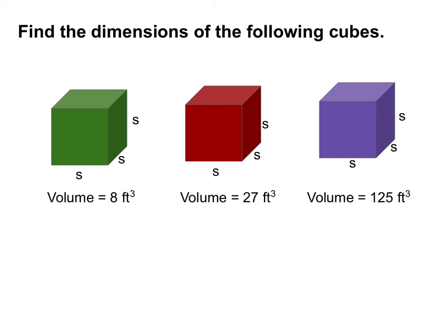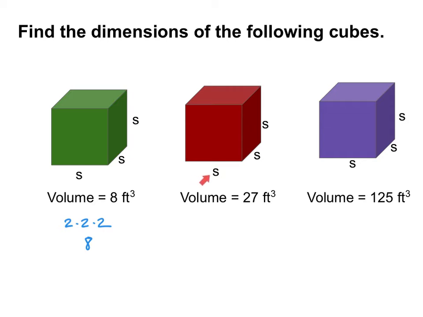All right, let's find the side length of each of these cubes that form a cube with the given volume. So the side length needs to be the same for the cube. What number multiplied by itself 3 times would give us 8? Well, that would be 2 times 2 times 2 will give us an 8.